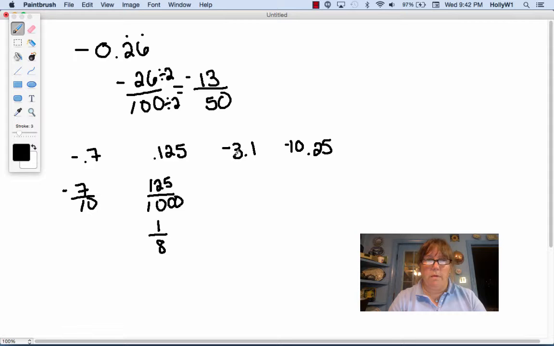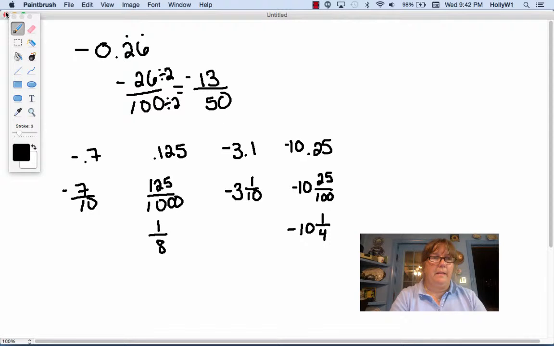When we convert a decimal that has a number to the left side of the decimal point, that 3 gets made into the whole number part of a mixed number, and this becomes negative 3 and 1/10. Can't be simplified anymore. This one we take negative 10 and we take the 25 and we put that over 100. And we know that 25 goes into 100 4 times. We end up with negative 10 and 1/4.